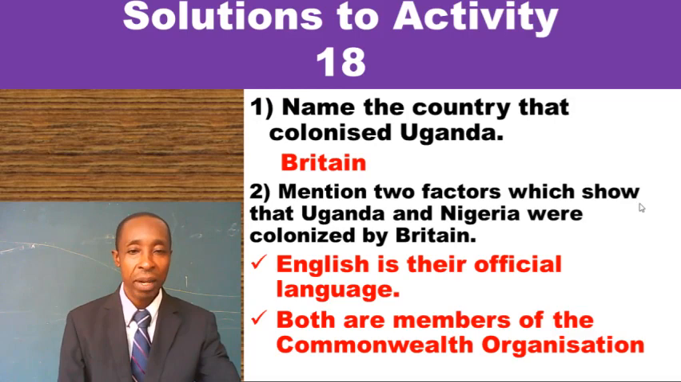So what are the issues? There are quite many, if you can recall your past work, but here I've considered only two of them. One, English is their official language; in both Nigeria and Uganda, English is spoken as the official language. Then both are members of the Commonwealth Organization. Let's get number three.